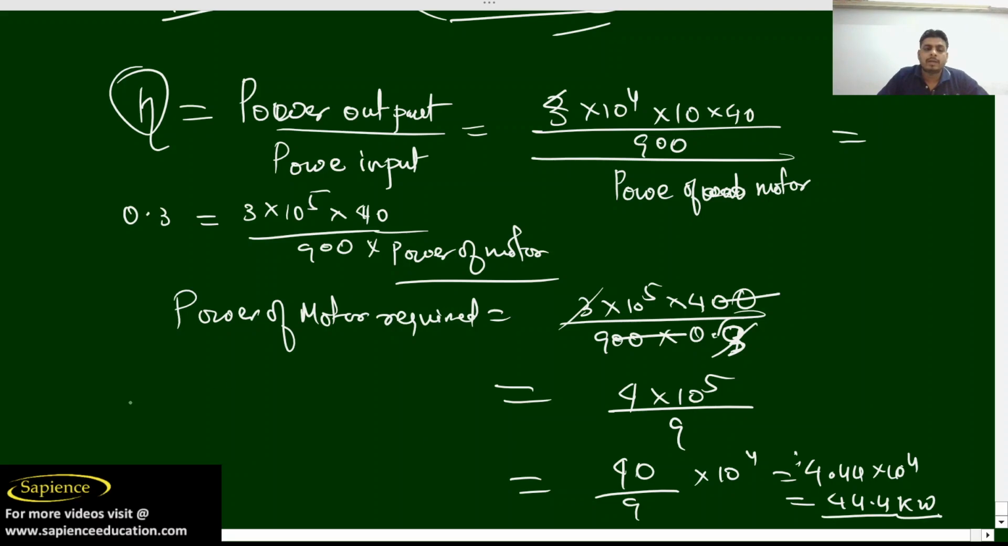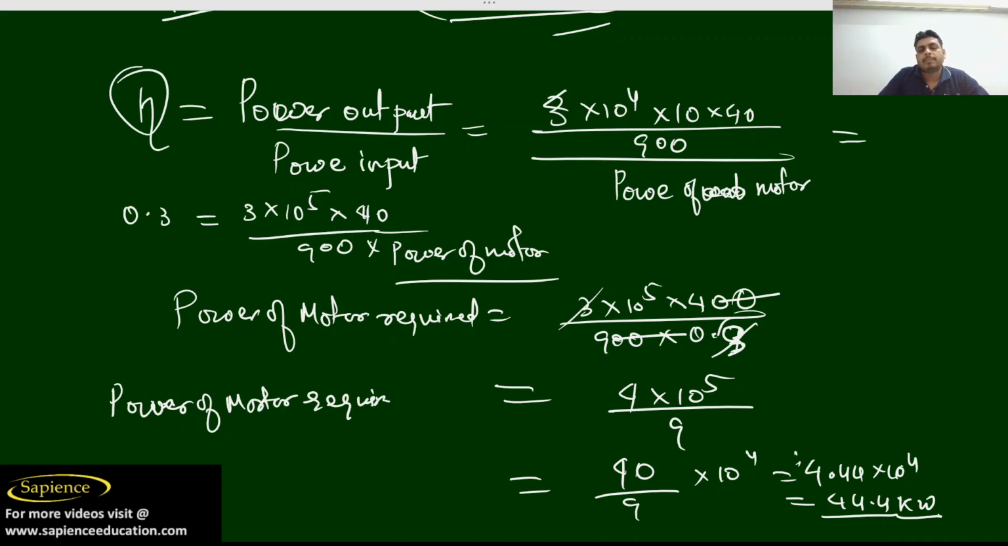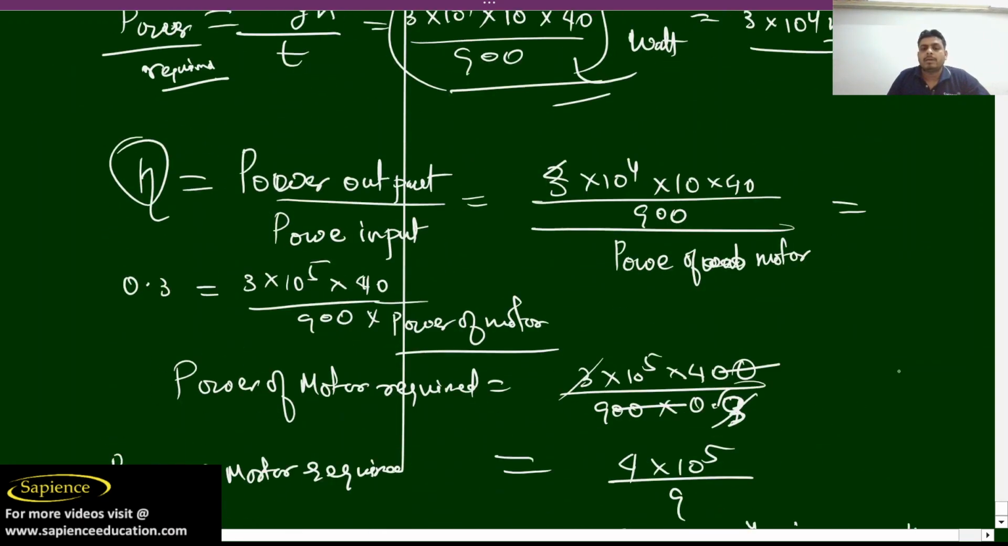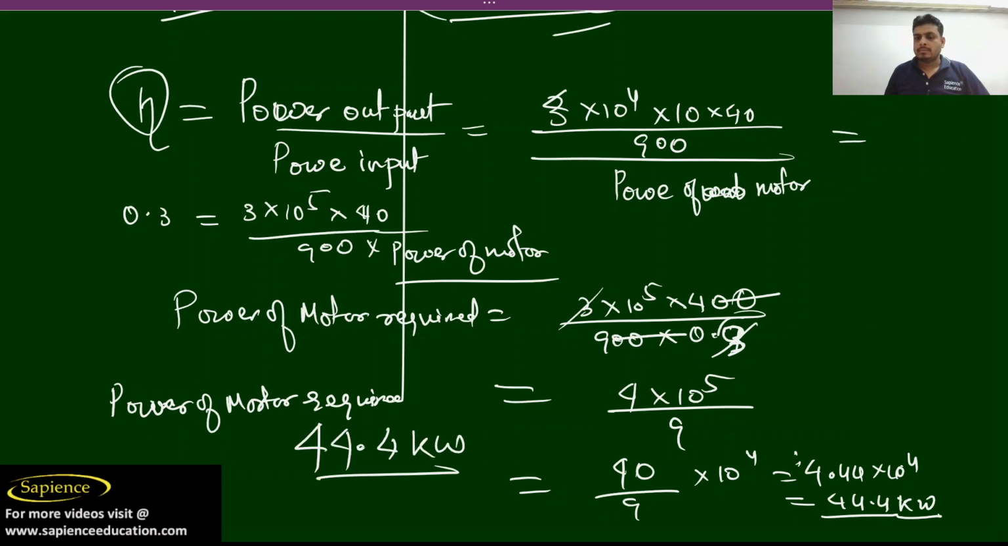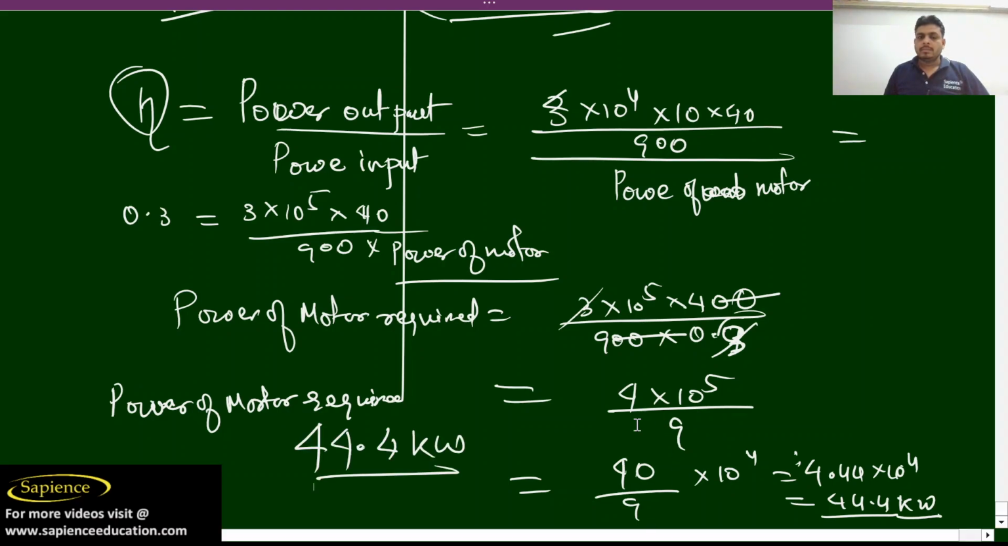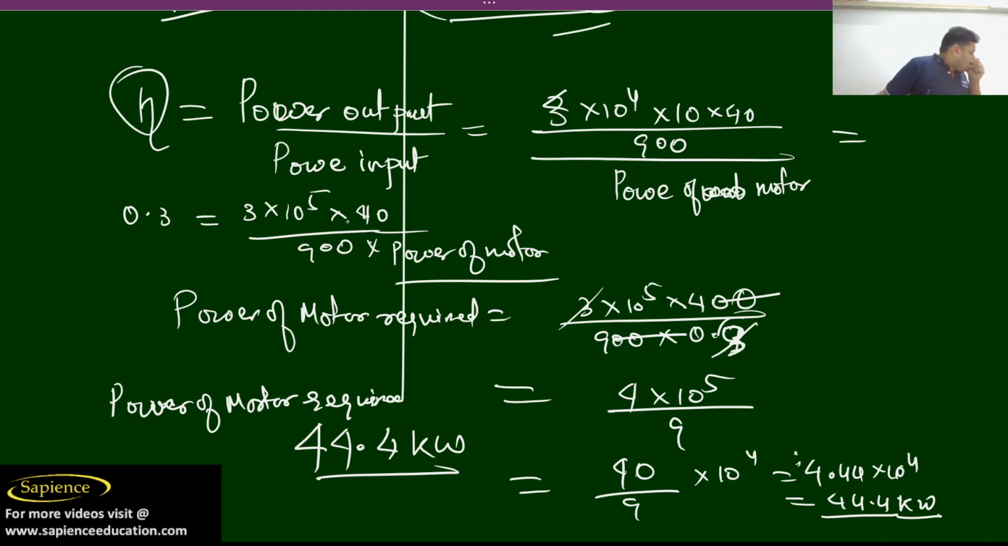Power is in kilowatt. So finally, the power of motor required is 44.4. So this is your answer: 44.4 kilowatt is the power of motor required.